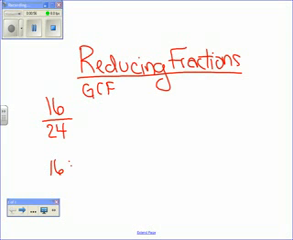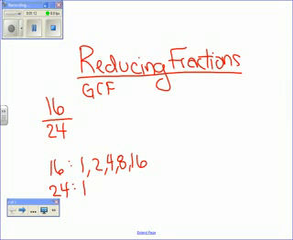So the factors of 16 would be like 1 and 16, because 1 times 16 is 16. And then 2 and 8 multiply to get 16. And then also 4 and 4. So those are all the factors of 16. And then I'm going to list all the factors of 24. So you have 1 and 24, 2 and 12, 3 and 8, and 4 and 6. So those are all the factors of 24.